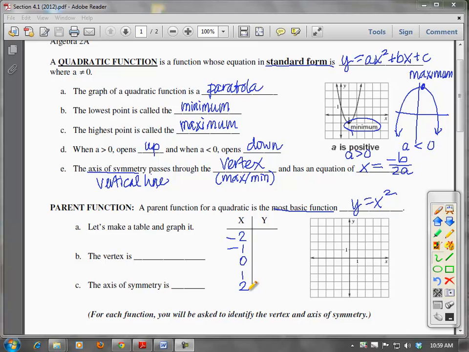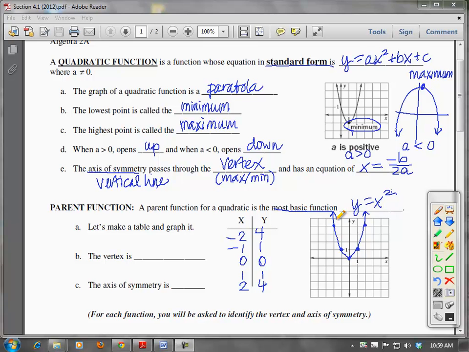Now, I'm going to start plugging in values. At 0, if I plug 0 in, 0 squared is 0. 1 squared is 1. 2 squared is 4. -1 squared is +1. -2 squared is a +4. So what I'm going to do is plot these points. 0, 0, 1, 1, 2, 4. -1, 1, -2, 4. And I connect them in a swooped fashion. And I draw arrows at the end point saying that the graph goes on forever and ever and ever in an upward direction.